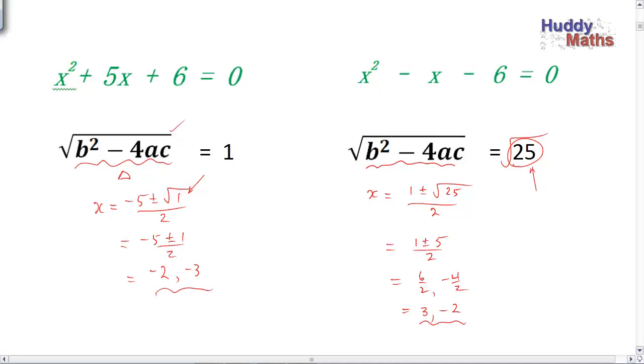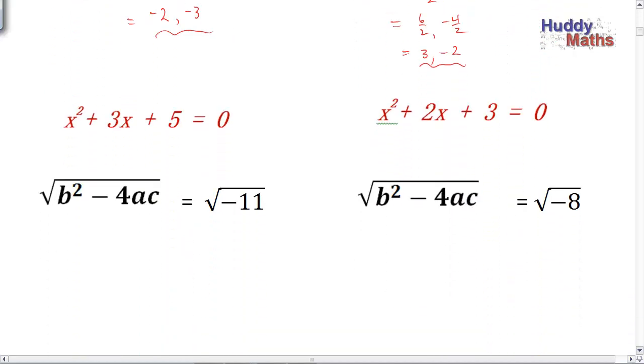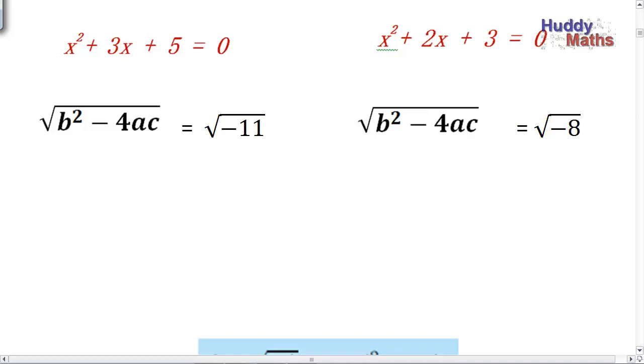Come down and have a look. Did you get this for those two equations? Here we are. Well, what do you notice? The square root of b squared take 4ac is the root of -11, and over here it's the root of -8. I guess if you've seen this sort of stuff in the past, your teacher would have said to put down no real roots or no solutions.